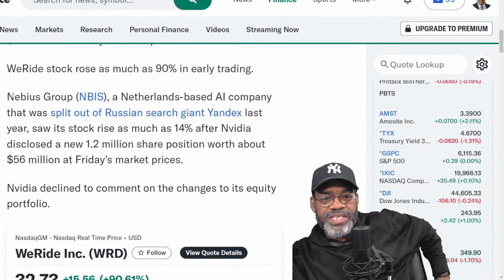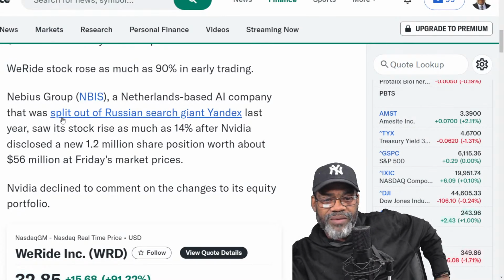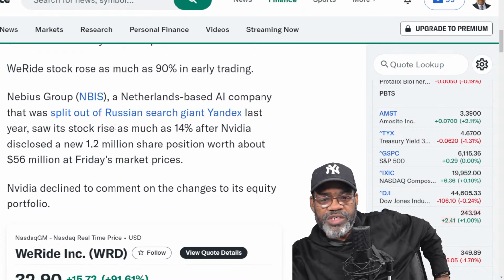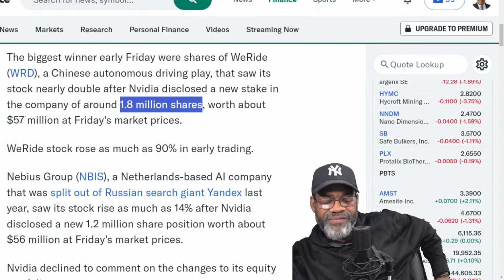The next stock was Nebius Group, a Netherlands-based AI company that was split out of the Russian search giant Yandex last year. It saw its stock rise about 14% after NVIDIA disclosed a new $1.2 million share position worth about $56 million. $56 million in one company, $57 million in another company, over $100 million invested in two stocks.